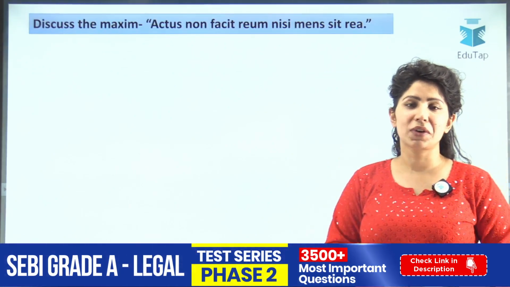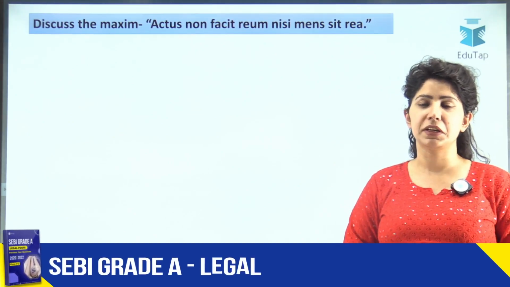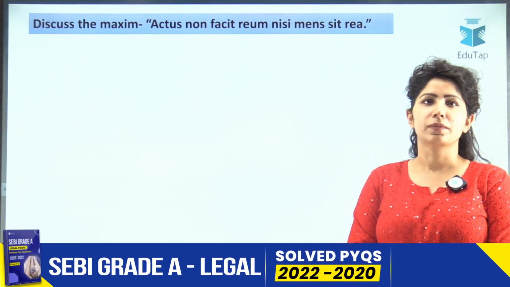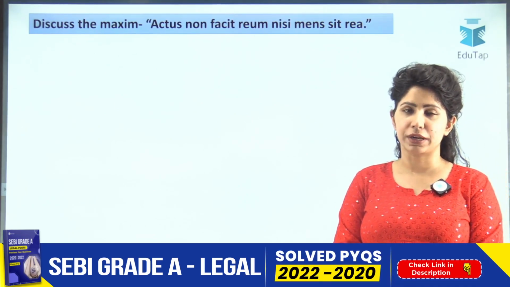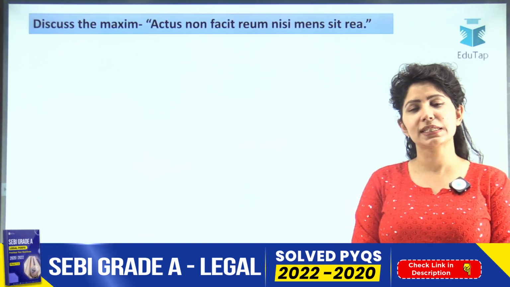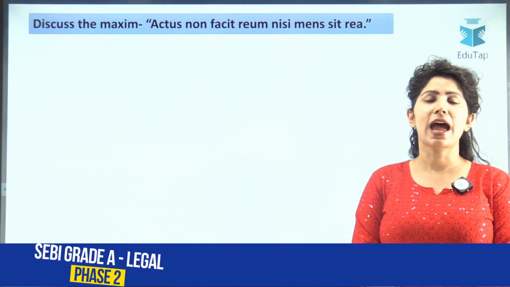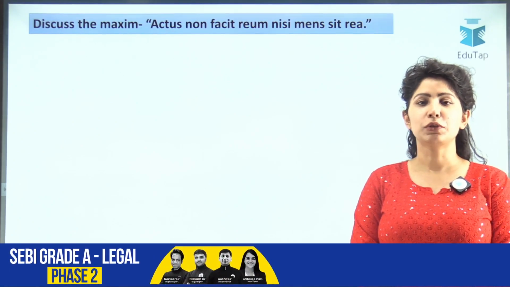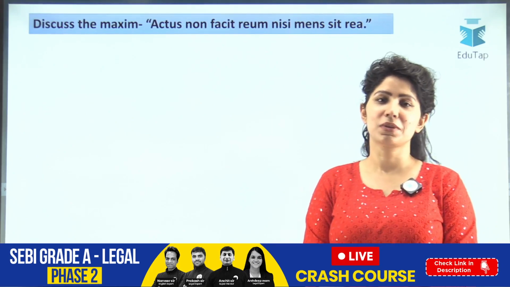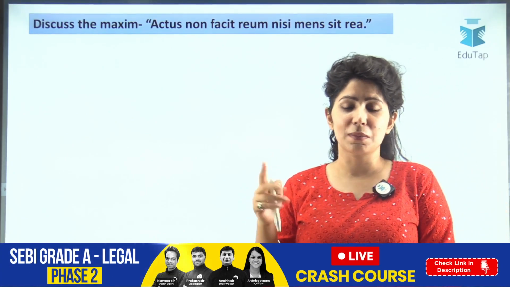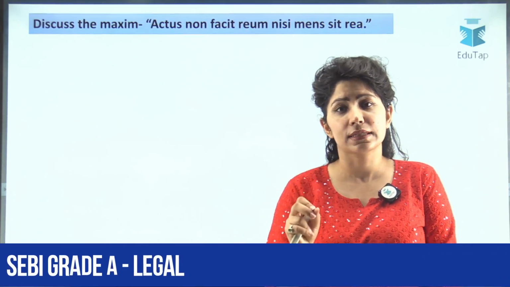Now, this was a homework question that was given to you. A lot of people have posted comments on the previous video and answered this question. Discuss the maxim, actus non facit reum nisi mens sit rea. So for all the law students, I am sure that you understand the meaning of this maxim. Now the directive here is discuss. You have to discuss this maxim. That means the examiner has not asked you to talk about its history, to talk about Indian relevance. Nothing has been given to you. No hints.